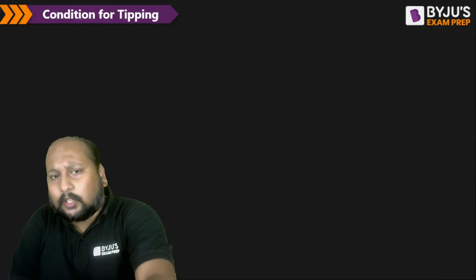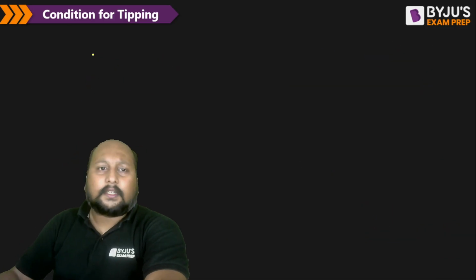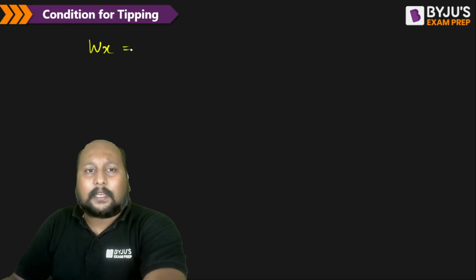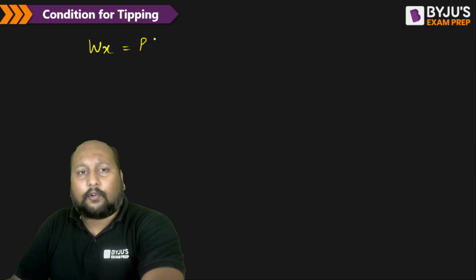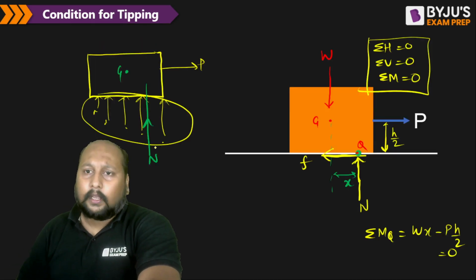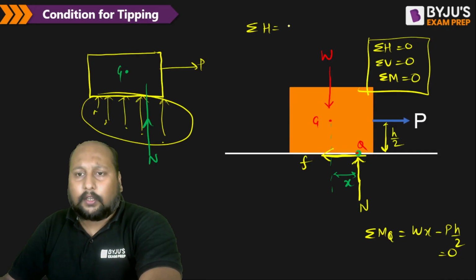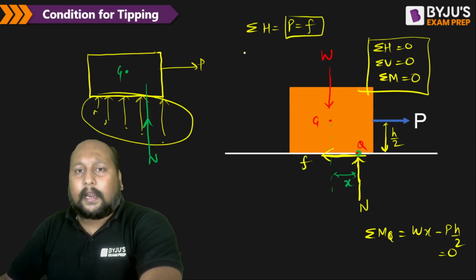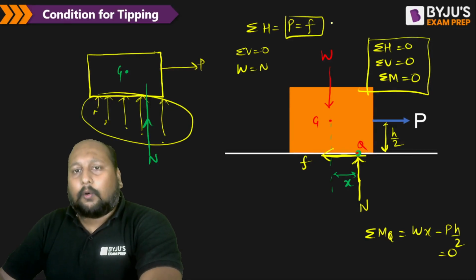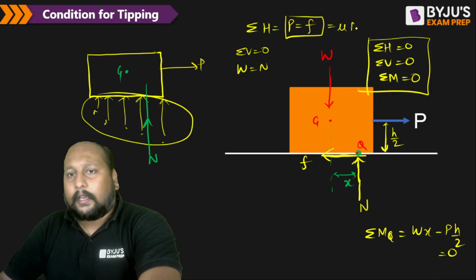Okay. Now, let us suppose, if I try to resolve this, we can say W into X is equal to the applied force into H by 2. Now, we know that total horizontal force, your P is equal to F, and the total vertical force equal to 0. That means your W is equal to N. What is F? That is mu into N.